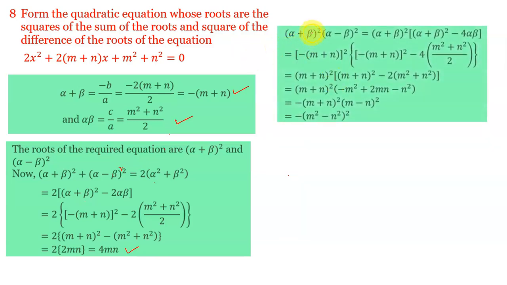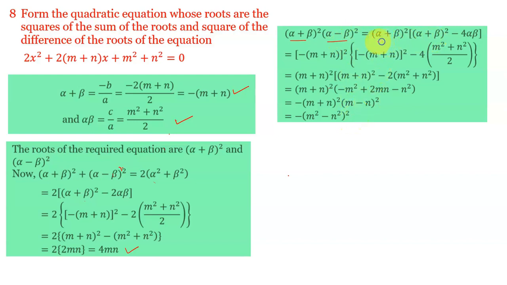ओके, (alpha plus beta)² into (alpha minus beta)². नाउ again this can be written as (alpha plus beta)² in bracket. Okay, we know the value of alpha plus beta, पण आपल्याला alpha minus beta ची व्हॅल्यू माहिती आहे का? तर माहित नाहीये. Okay, therefore (alpha minus beta)² can be written in terms of alpha plus beta and alpha into beta. Therefore, (alpha minus beta)² is replaced by (alpha plus beta)² minus 4 times alpha into beta.